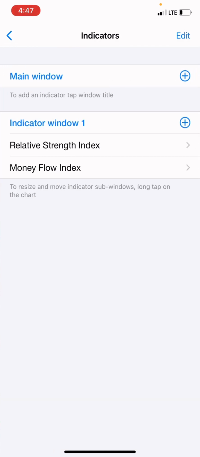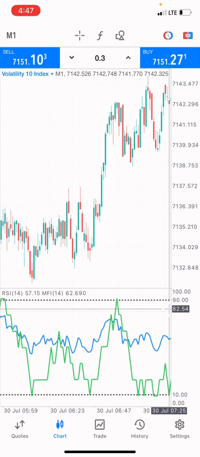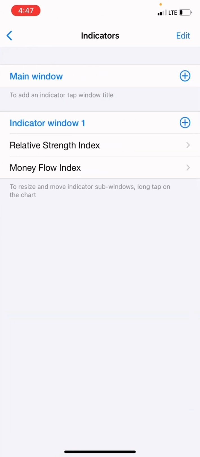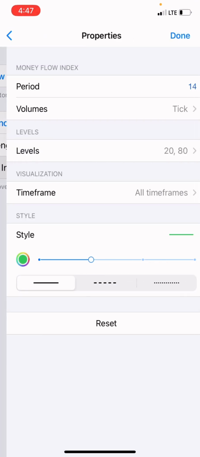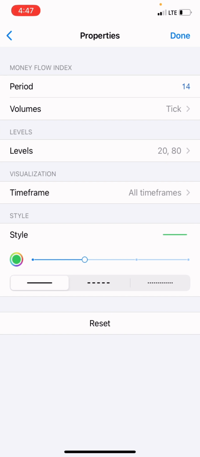So the second indicator is going to be the Money Flow Index. Now the RSI has to be first so that you can see the levels, the 90 and the level 10. Because if you put the Money Flow Index first, you're not going to see those levels there. So you put the RSI on top of the Money Flow Index on indicator window 1. Then you put the MFI at period 14.